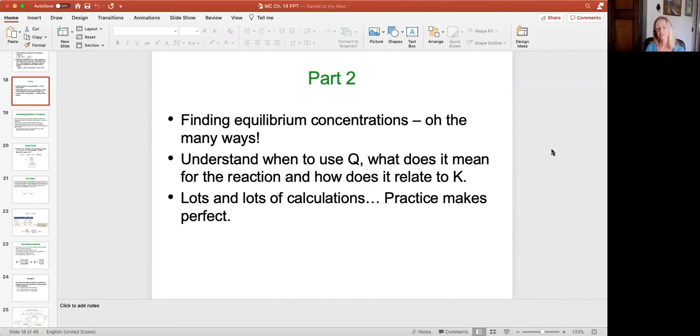And then lots and lots of calculations in this chapter. Practice makes perfect. You're going to be doing lots of quadratic equations. So this is something we're not going to do in this pre-recorded lecture. Might do just a little bit of it, but we're going to do the bulk of it in our Zoom meetings. So without further ado, let's just review a little bit from where we left off in part 1.